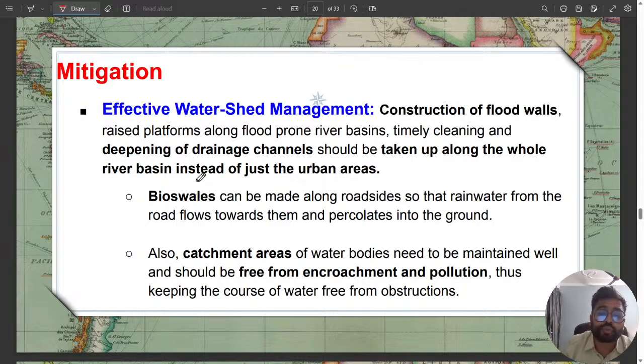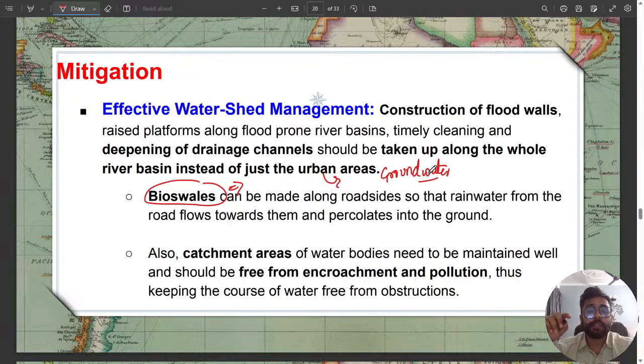Then bioswales. Now this is something important. Bioswales are a kind of rainwater harvesting system which allows all the water falling on the roads to flow to these bioswales, and these bioswales will absorb the water and allow it to percolate down into the ground. So it will help you recharge your groundwater. Okay, so this is one effective strategy you can follow for flood mitigation.